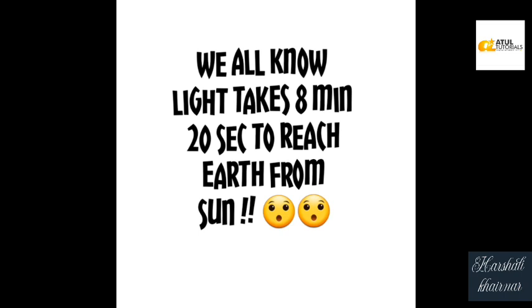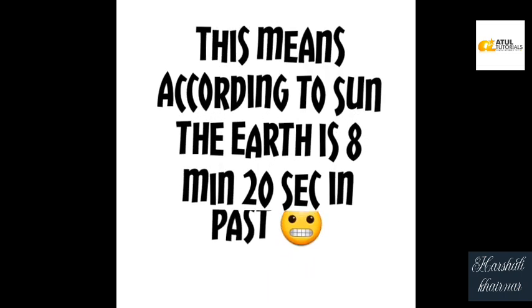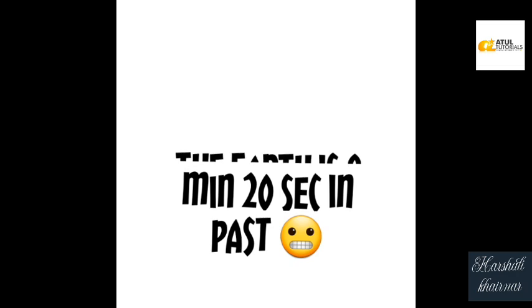We all know that light takes 8 minutes and 20 seconds to reach the Earth from the Sun. This means that according to the Sun, Earth is 8 minutes and 20 seconds in the past.